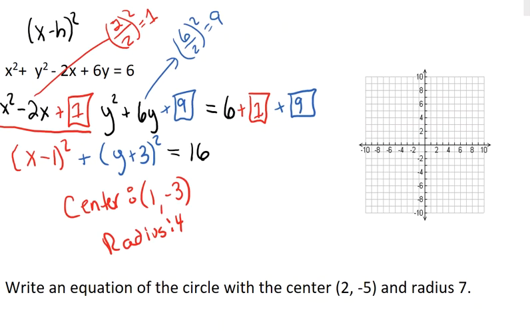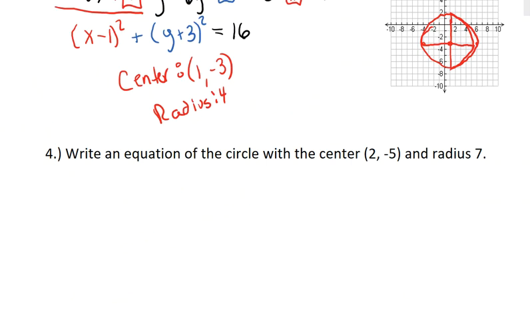And then we're going to go ahead and graph. Center is 1, negative 3. And then I'm going to go up 4, down 4, and then left and right. Oops, this should be a little bit farther out.